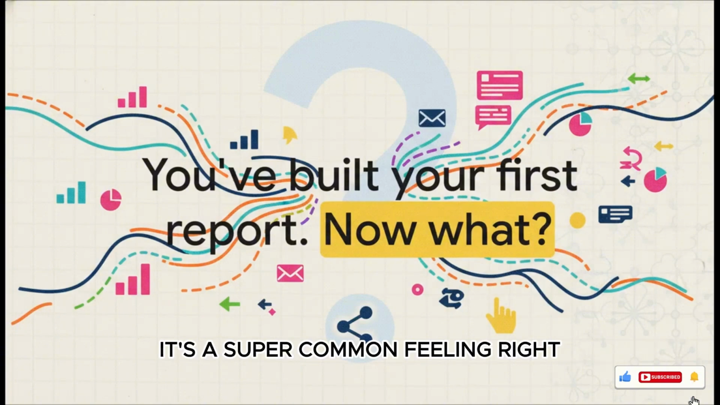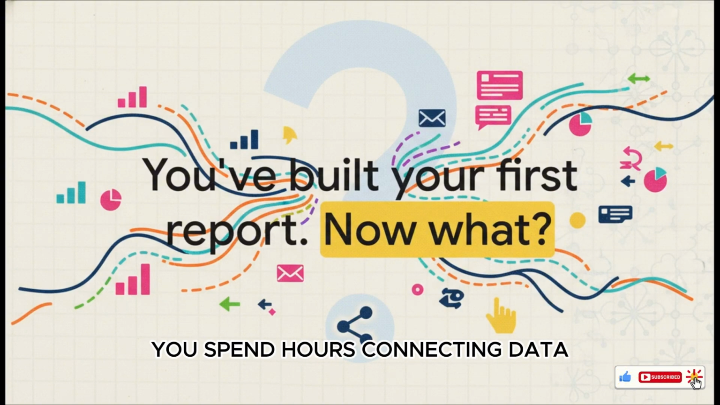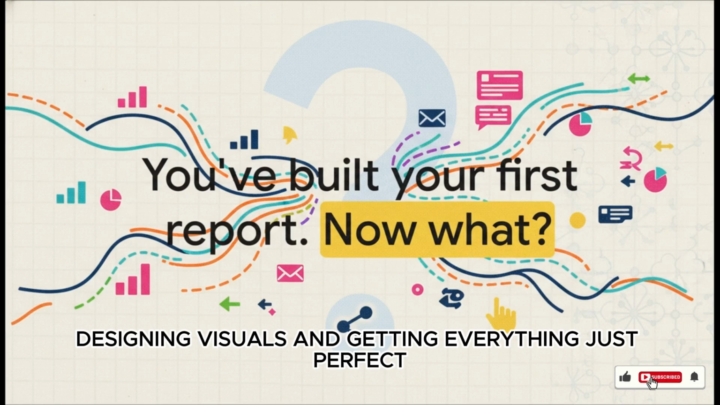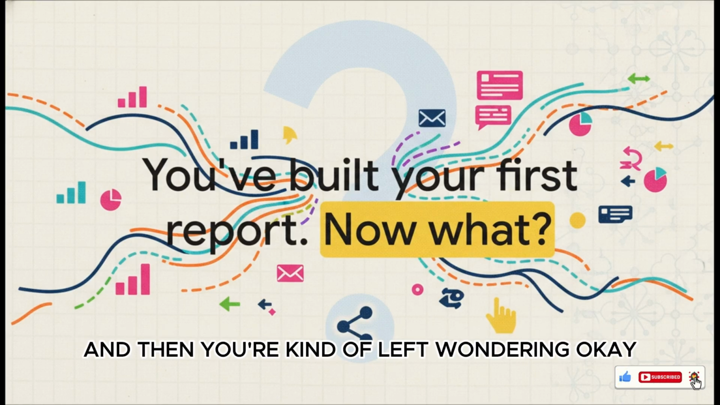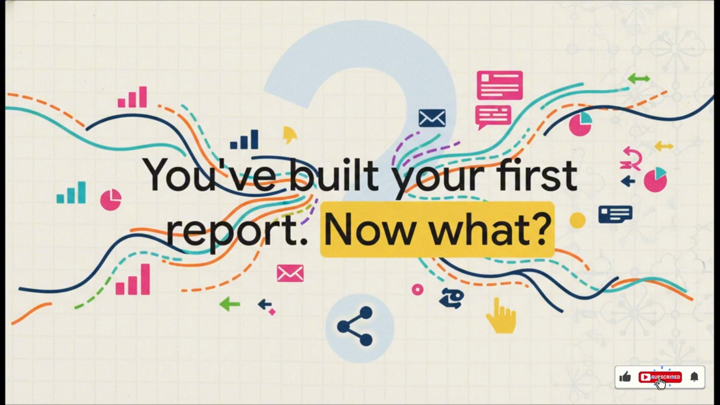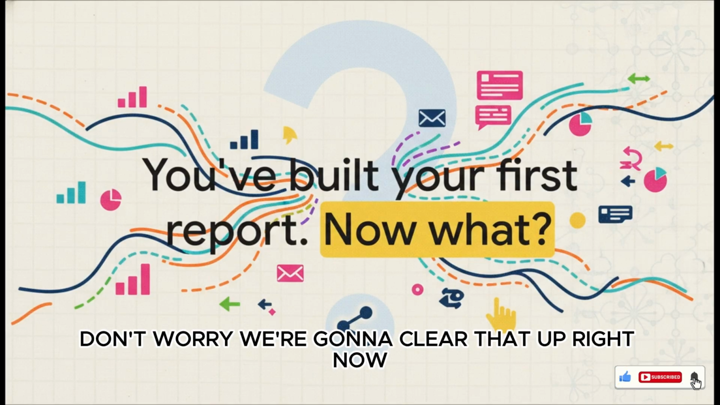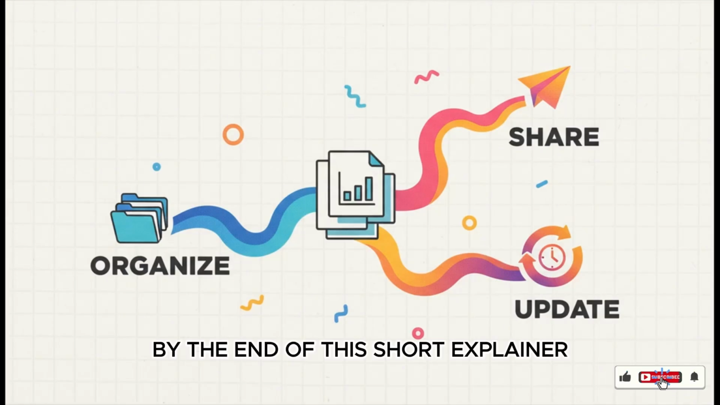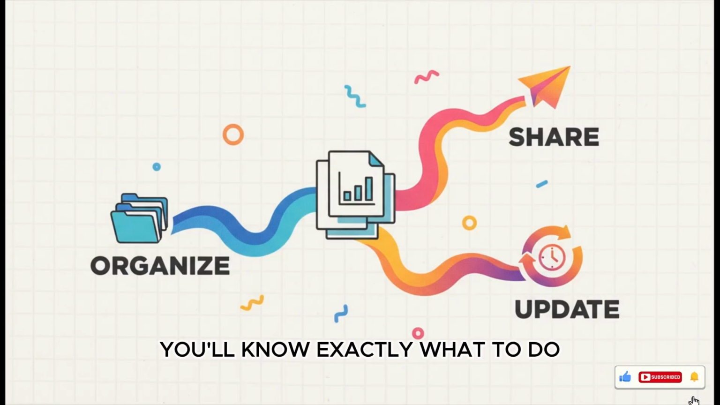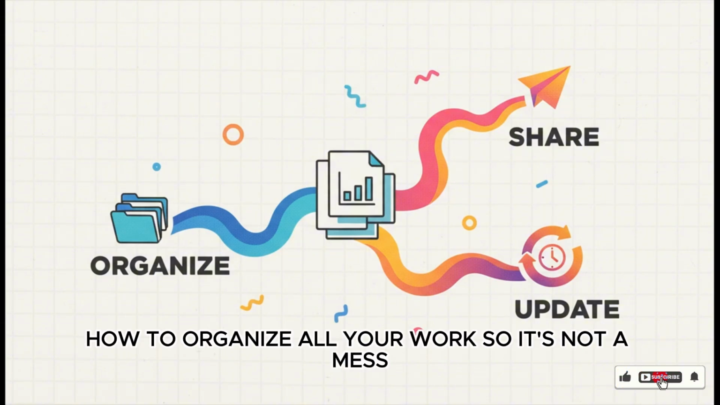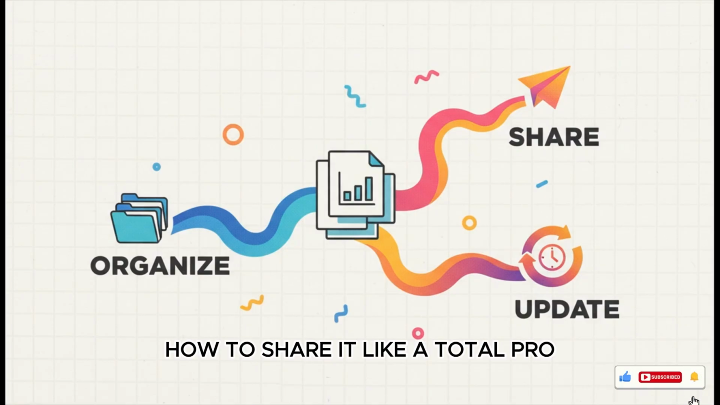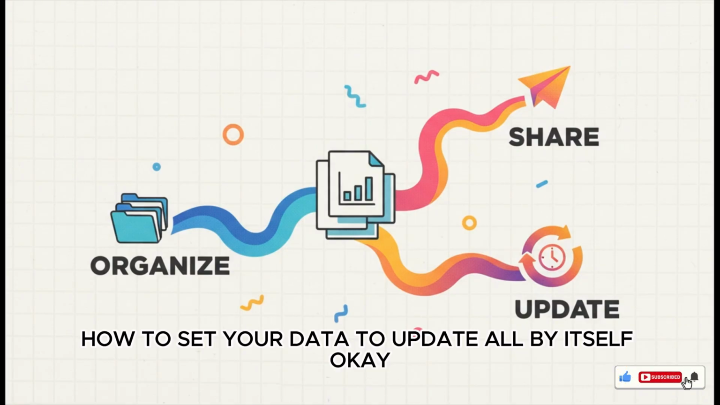It's a super common feeling, right? You've spent hours connecting data, designing visuals, and getting everything just perfect. You hit that publish button, and then you're kind of left wondering, okay, what do I do now? How do you take this awesome thing you've built and share it? Don't worry, we're going to clear that up right now. By the end of this short explainer, you'll know exactly what to do. We're going to cover 3 key things: how to organize all your work so it's not a mess, how to share it like a total pro, and my personal favorite, how to set your data to update all by itself.